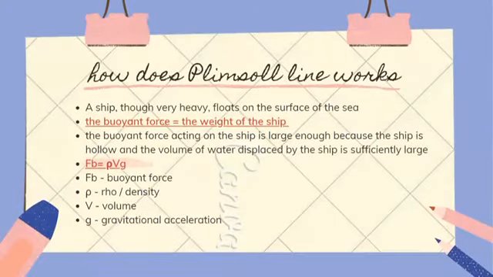Lastly, how does the Plimsoll line work? Have you ever wondered how a ship that is very heavy can float on the surface of the sea? It is because the buoyant force is equal to the weight of the ship. The buoyant force acting on the ship is large enough because the ship is hollow and the volume of water displaced by the ship is sufficiently large. You can calculate buoyant force by using the formula rho Vg. Rho is for density, V for volume, and g for gravitational acceleration.